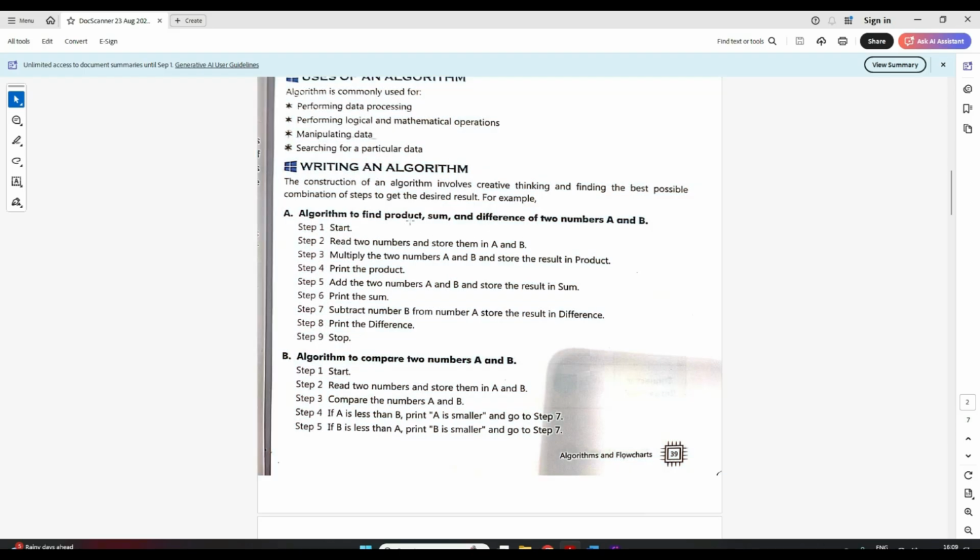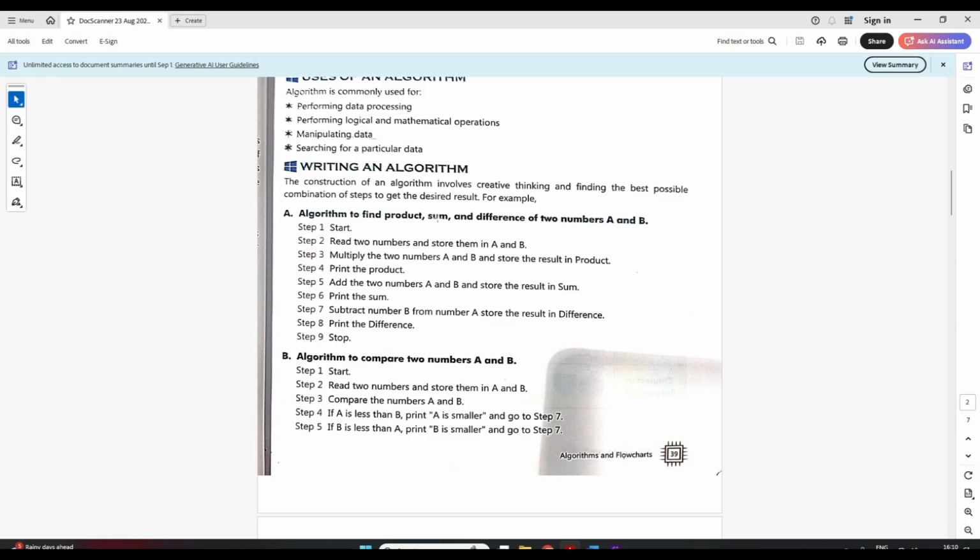Now I have to find the product. That means I have to multiply these two numbers that I have input. So my next step will be multiply two numbers a and b and store the result in product. Product is my variable name. I hope you all know what variables in programs are, right? Where we store a value, right? So here we input two numbers a and b, store them in variables a and b, and then we multiply those two numbers, store that in product, and then we print that because we have to find it.